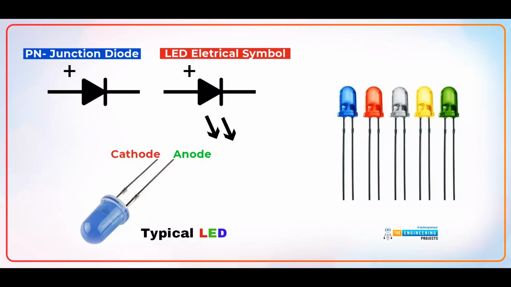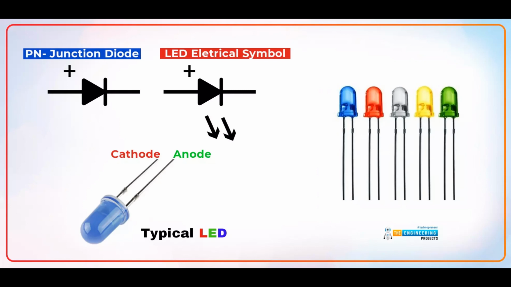N-type semiconductor. In an N-type semiconductor, the dominant charge carriers are negatively charged electrons. N-type semiconductors are formed by doping an intrinsic semiconductor with elements from group V of the periodic table, such as phosphorus or arsenic. These impurities introduce an excess of free electrons into the material.